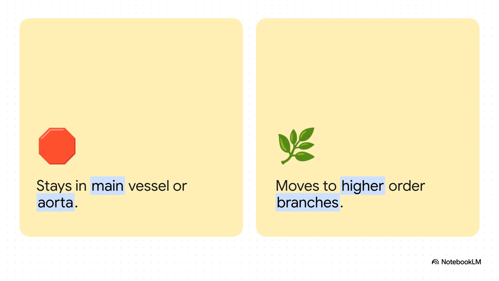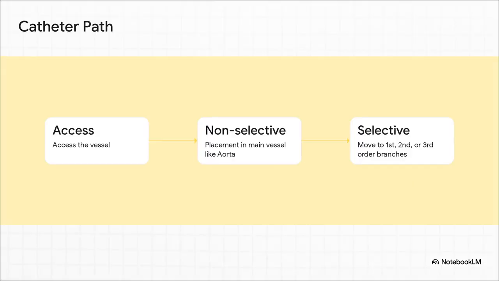If your catheter just hangs out in the main vessel or the aorta, that's what we call non-selective. But the second that catheter takes a turn into a first, second, third, or even higher order branch within a vascular family, boom, you've crossed into selective catheterization. And let me tell you, that changes your code series entirely. Let's look at how this builds step by step.